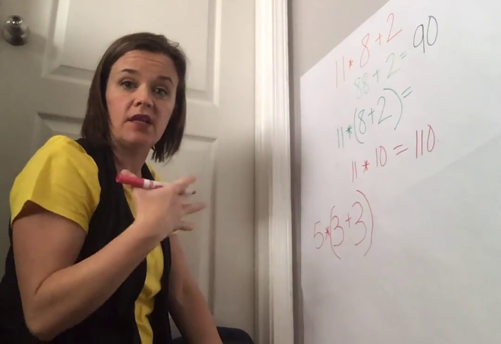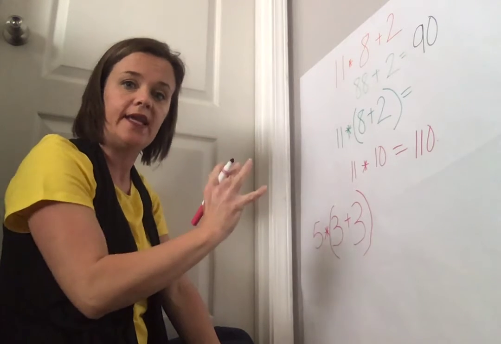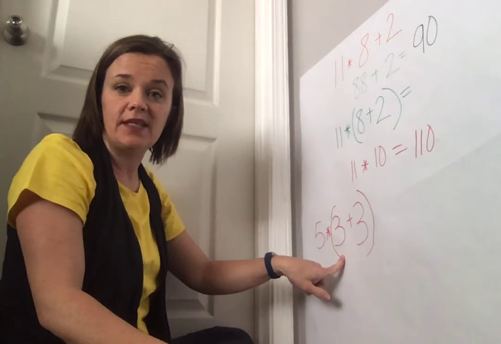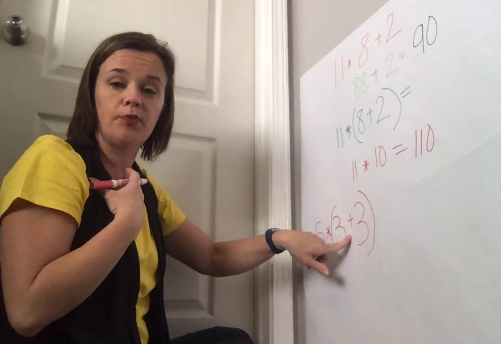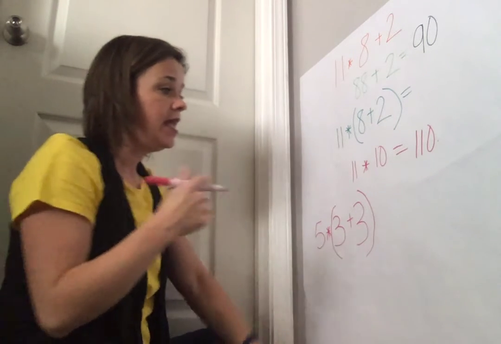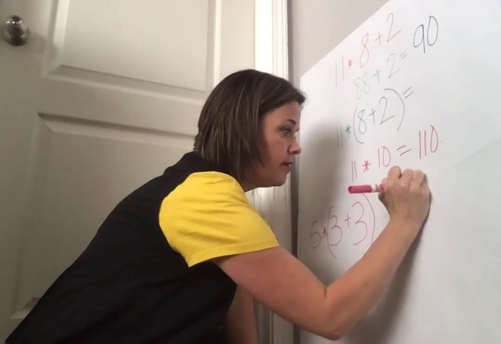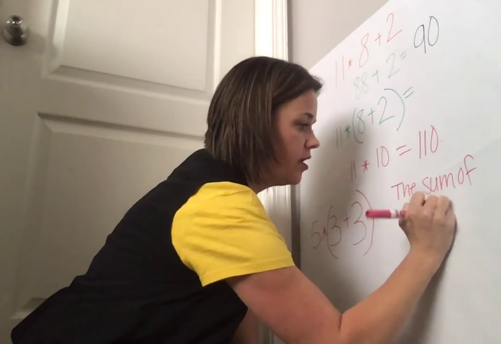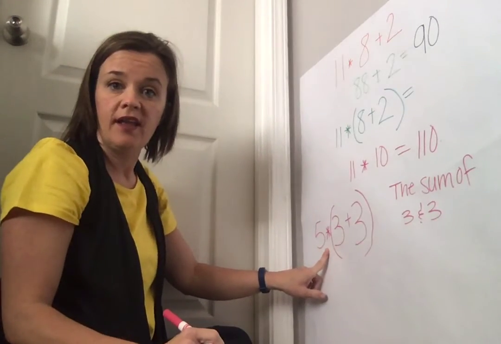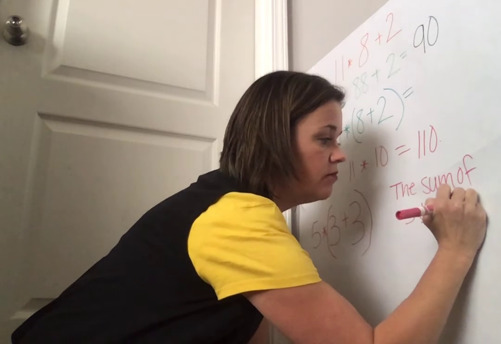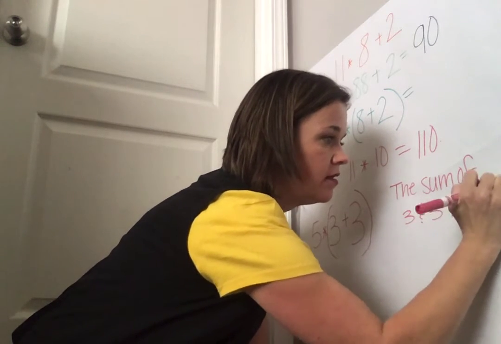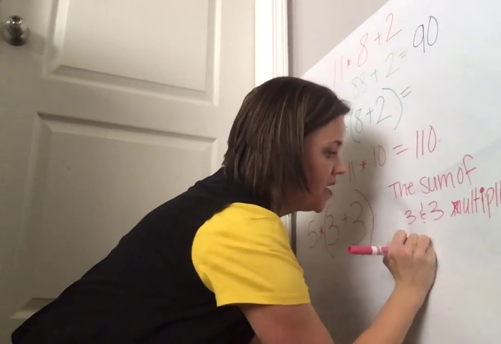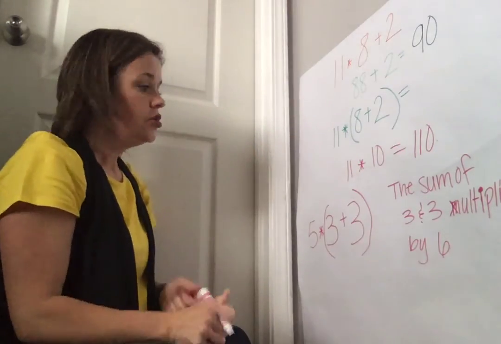Okay, so I'm saying it in word form. I have to say it based on the order of operations, right? So as I write it down, I have to write it as it would be computed in the order of operations. So I know that parentheses has to be done first. So I have to say what's in the parentheses first, right? So I would say the sum of 3 and 3, and then multiplied by 6.